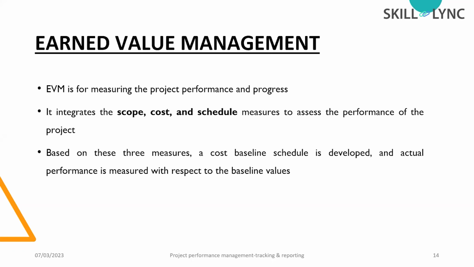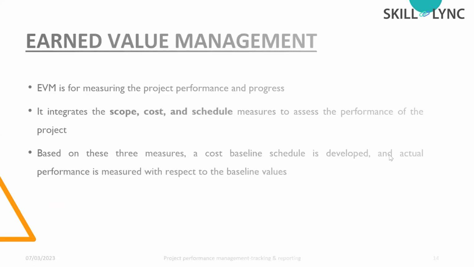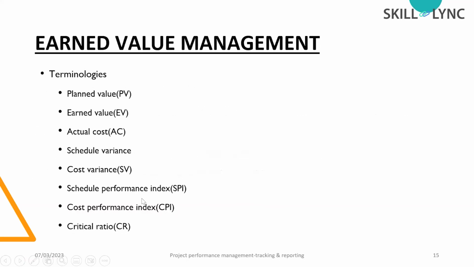So now let's see the major parameters, or the terminologies, of earned value management. These are the terminologies: planned value, earned value, actual cost, schedule variance, cost variance, schedule performance index, then cost performance index, then critical ratio.